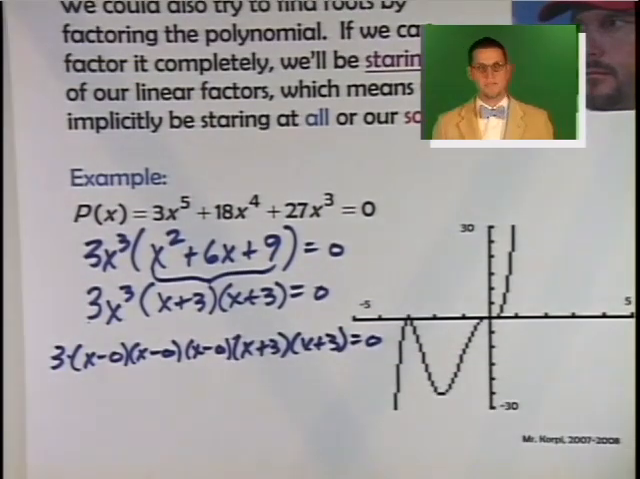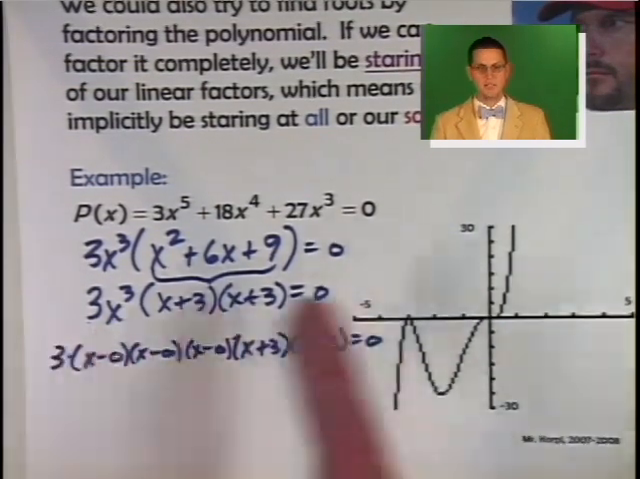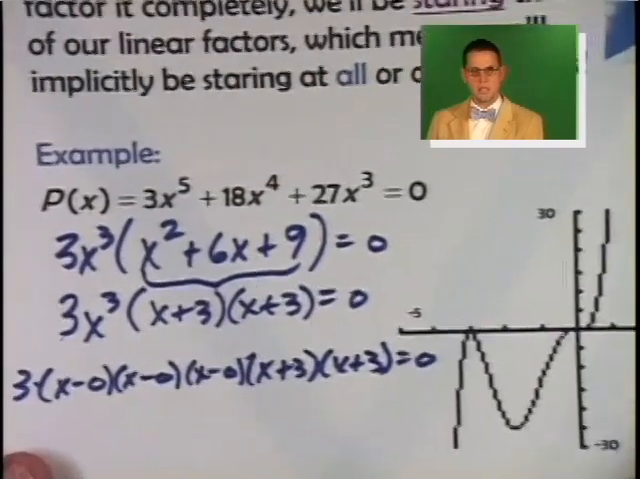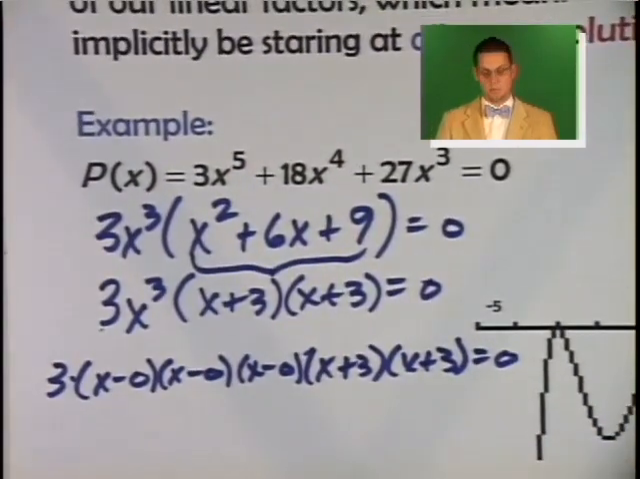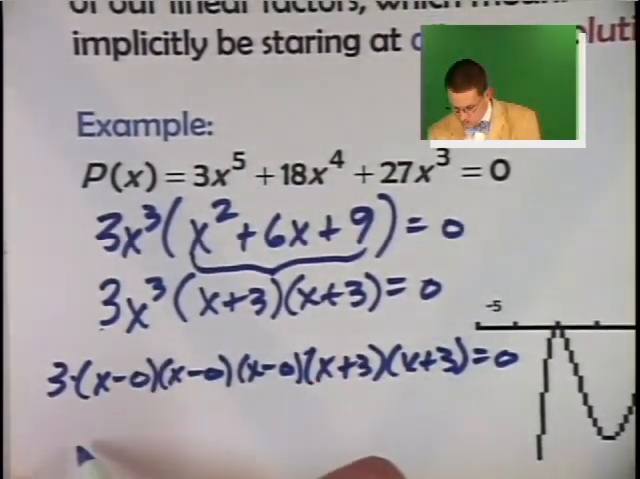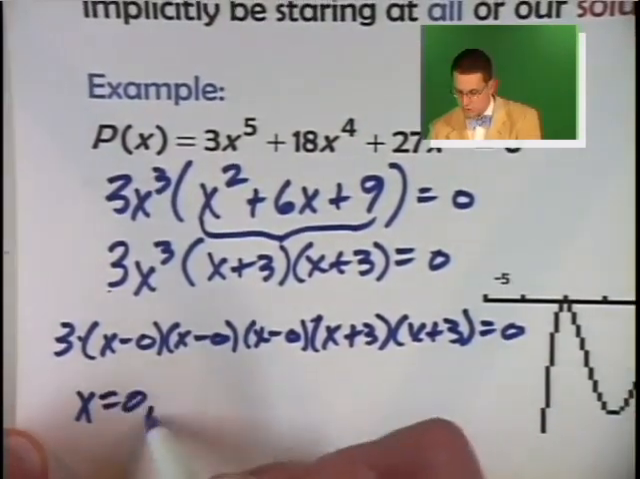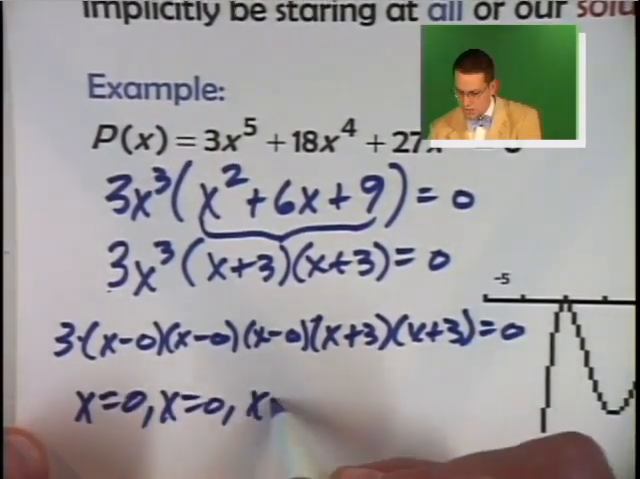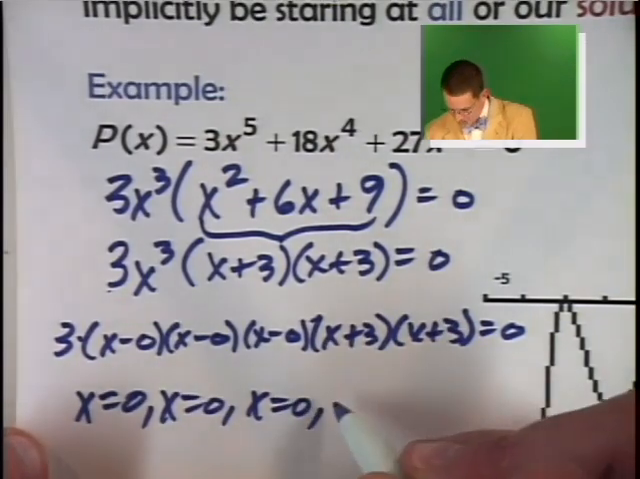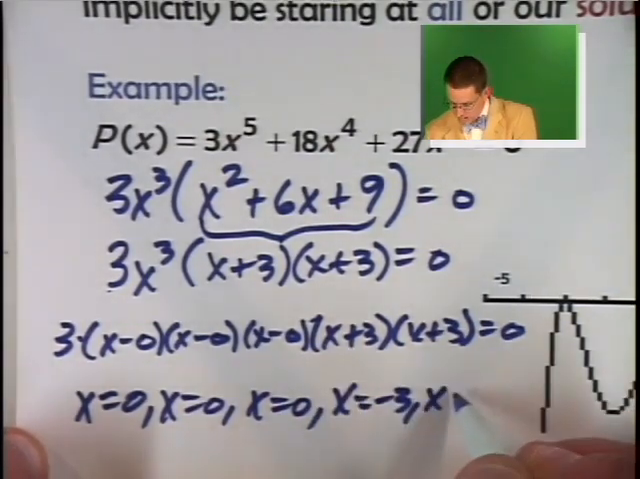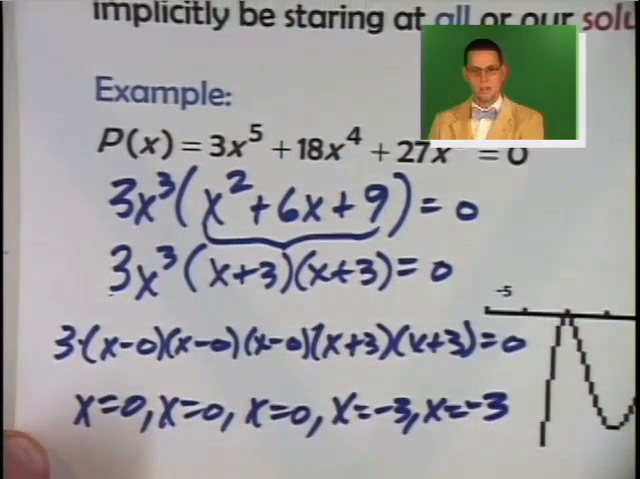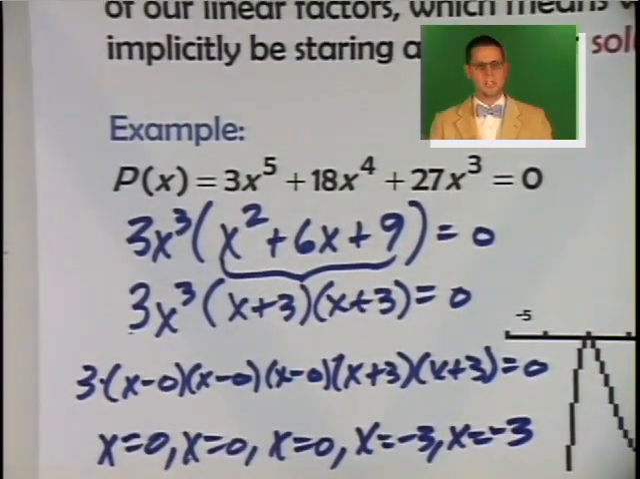So here's where the factor theorem is handy. I can set each of these equal to 0, but basically, remember, if I'm staring at the factors, I'm staring at the roots. So here's the roots, the values that make each of these factors 0. So it's going to be x equals 0, or x equals 0, or x equals 0, but I repeat myself, or x equals -3, and x equals -3. Well, that's only two distinct numbers.